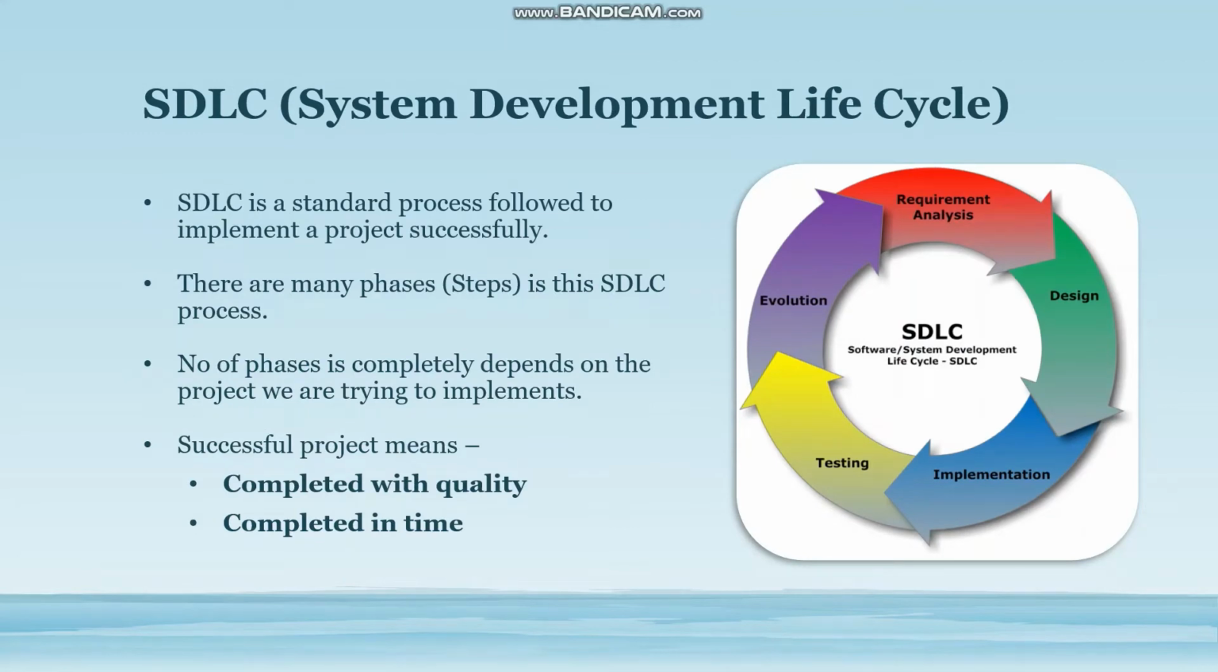SDLC is Software or System Development Lifecycle. It is a standard process followed to implement a project successfully. If a project is successful, it means it is done with quality and in time. Here we can see in the image that SDLC is a cyclic process which consists of the following steps like requirement analysis, design, implementation, testing, and evolution.